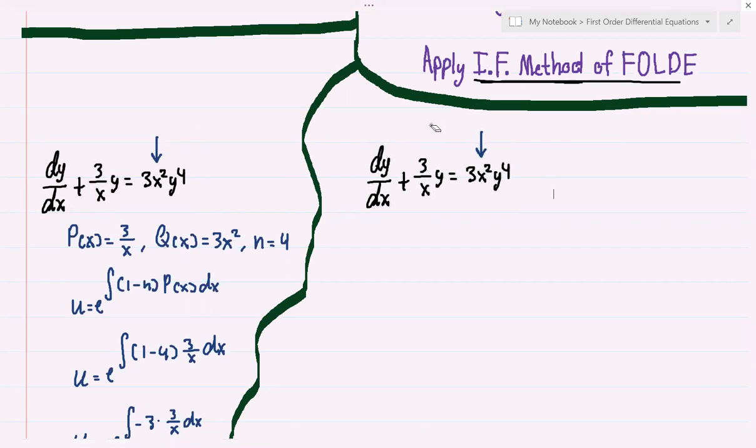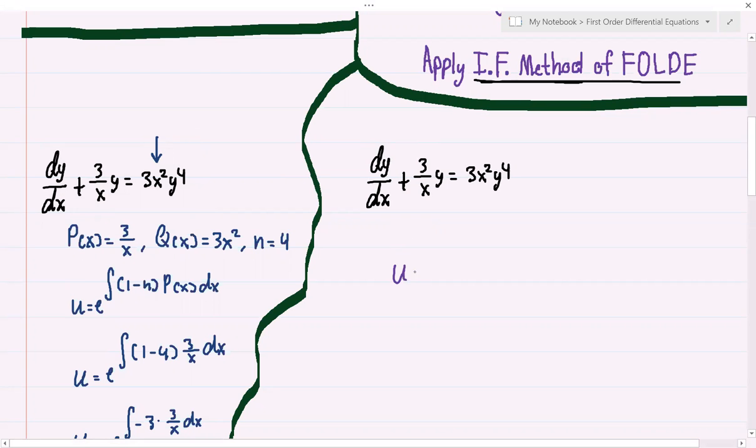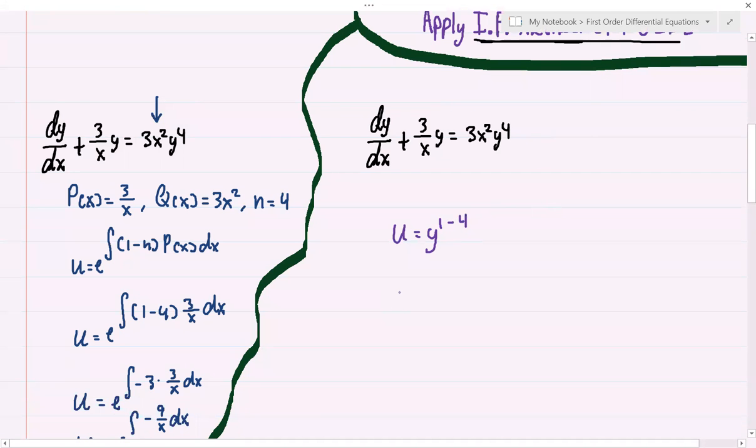So what we're going to do is convert Bernoulli's equation into a first order linear differential equation. First, we're going to apply u substitution. Let u be y raised to 1 minus n. And remember, your n is the exponent of your y here, which is 4. So we have 1 minus 4. So u is equal to y raised to 1 minus 4. So 1 minus 4 is negative 3. So that is your u.